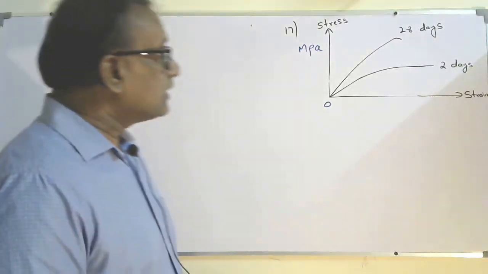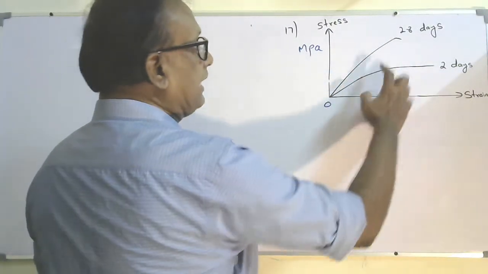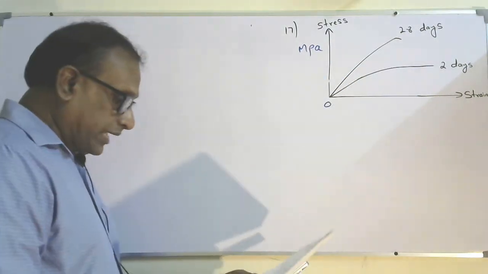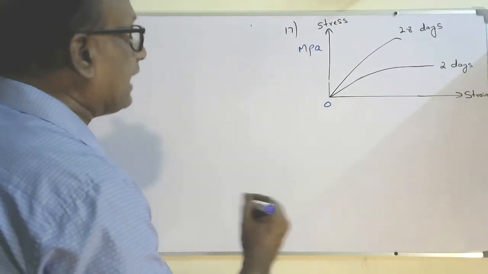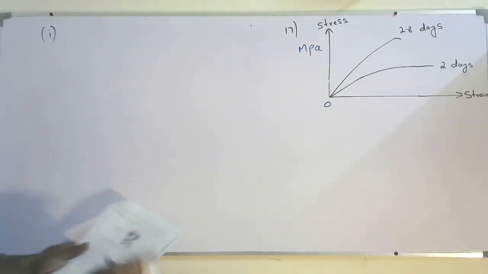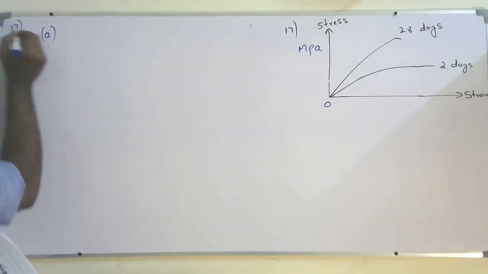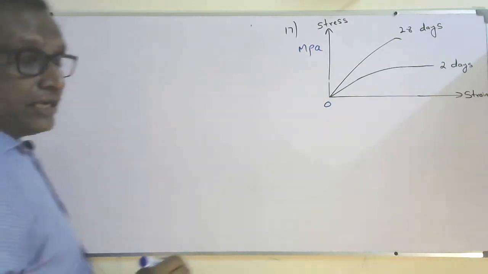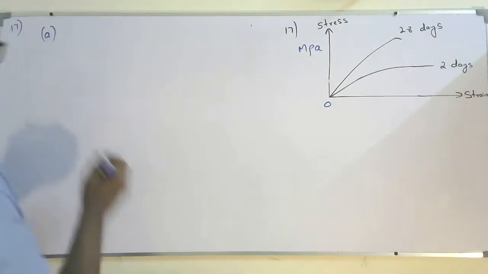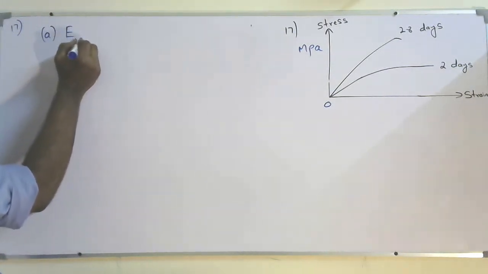So you should take the linear portion of this graph somewhere here and the linear portion of this graph somewhere here. Find the gradient. For 28 days, this is the first part of question number 17, that is the A part. I will call the Young modulus in 28 days E28. The notation for Young modulus is E.